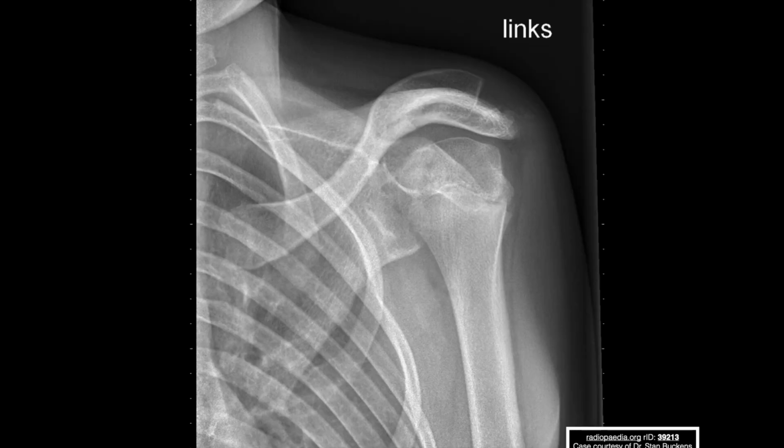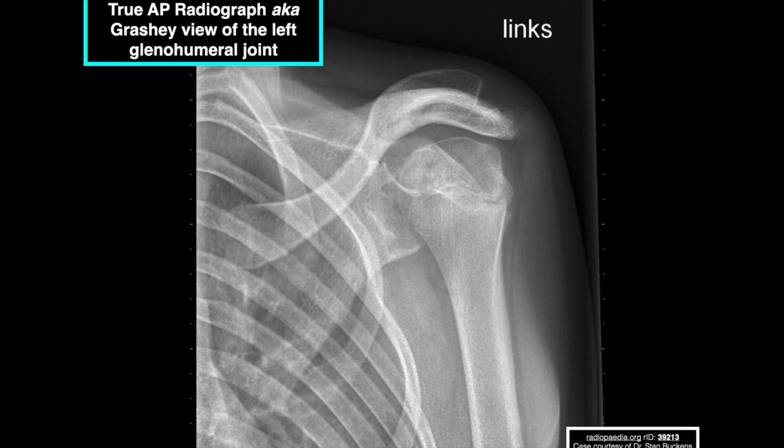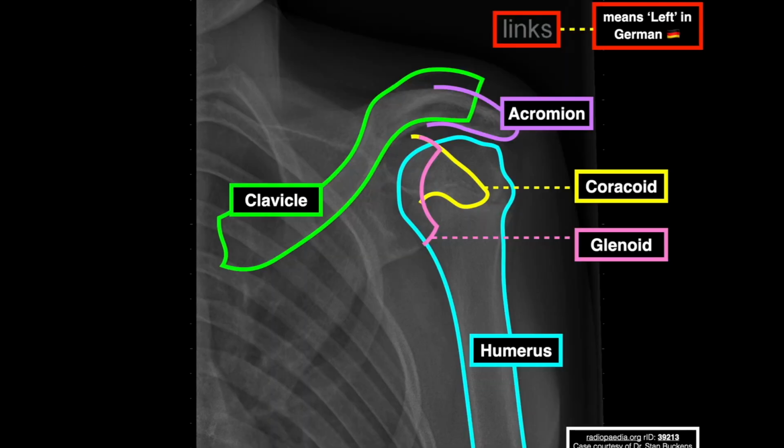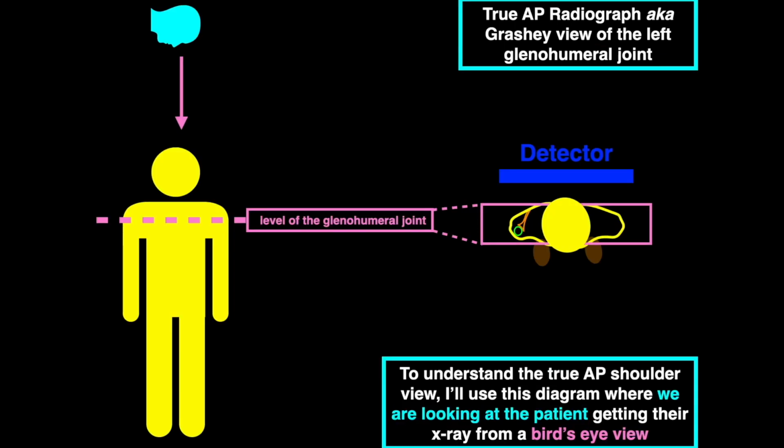So here we're looking at the left glenohumeral joint, and this radiograph is a special view of the shoulder known as the true AP view or Grashey view. Here I've highlighted some major structures: the clavicle in green, acromion in purple, the coracoid in yellow, glenoid in pink, and humerus in blue. To understand how the true AP view is taken, let's use this diagram.